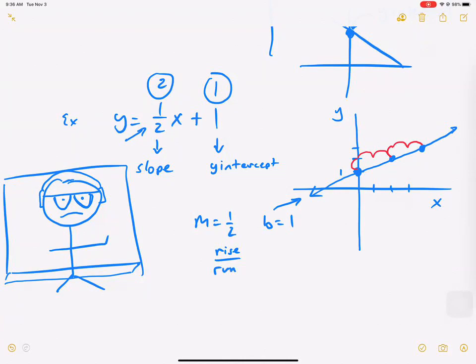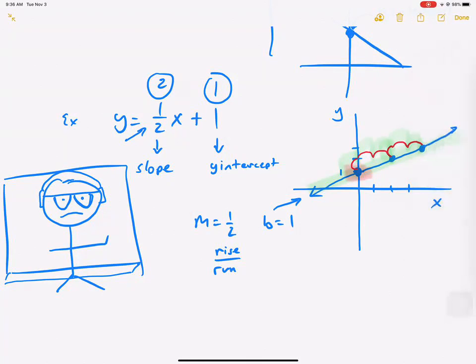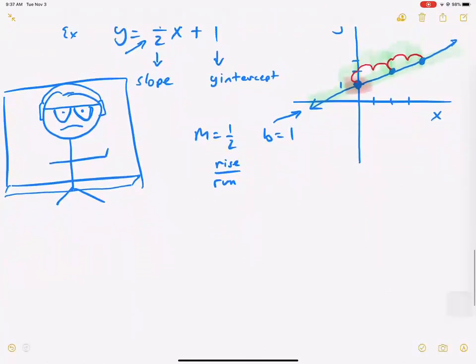So let's see if this line follows the characteristics we just described. Does this line run into 1 as its y-intercept? Does this graph run into 1? Yes, it does. What is the slope of this graph? Is it rise 1, run 2? Yeah. That is the equation of this line. So slope-intercept form is one of the easiest ways for us to graph a line. It tells us everything we need to know.